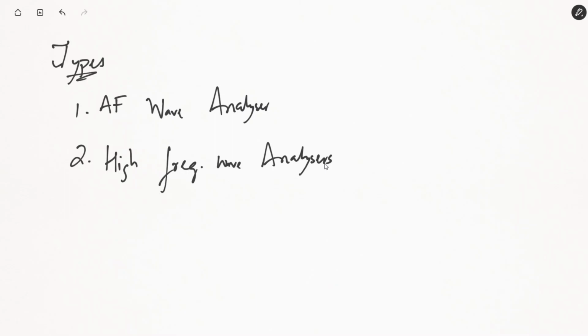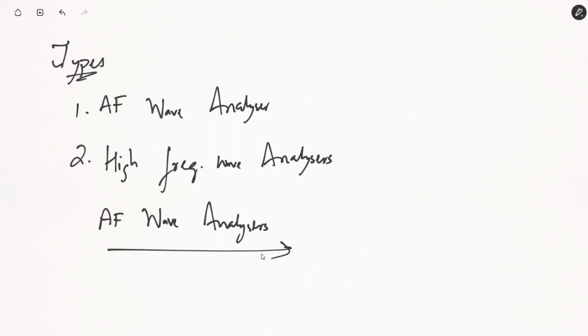Fine. The aim of any wave analyzer is same. Selecting a particular frequency component, measuring its magnitude, while rejecting all other frequency components. We want to measure the magnitude of a particular frequency component only, and we do not want other frequency components at that time to be coming into picture.